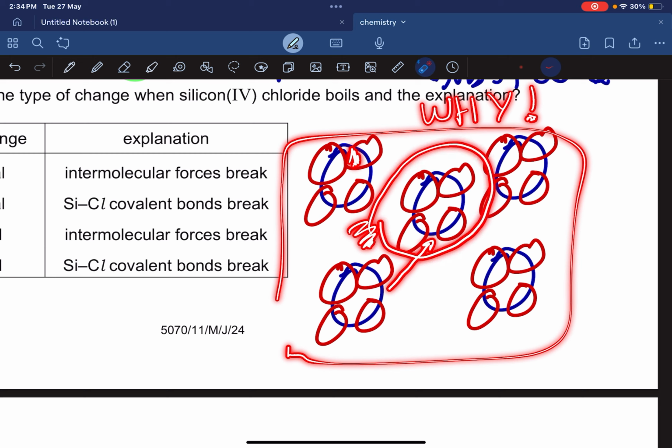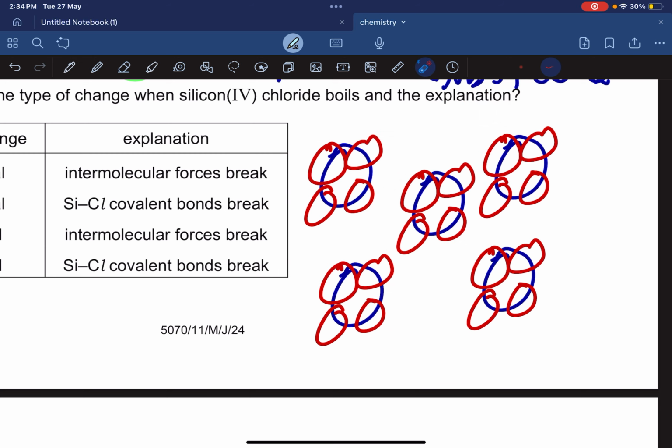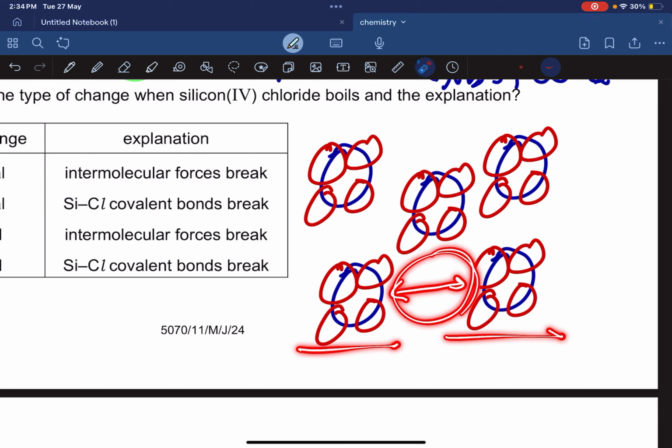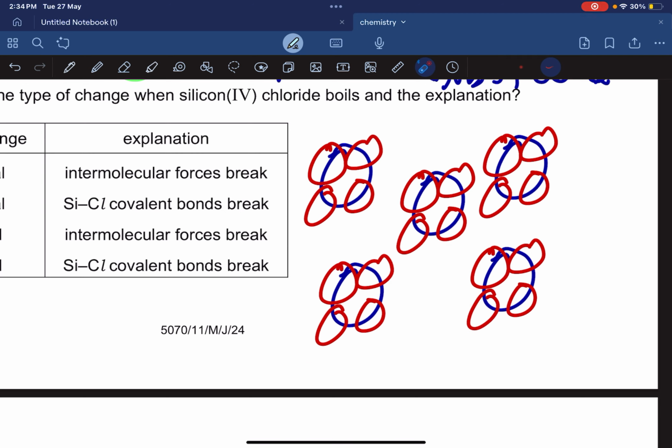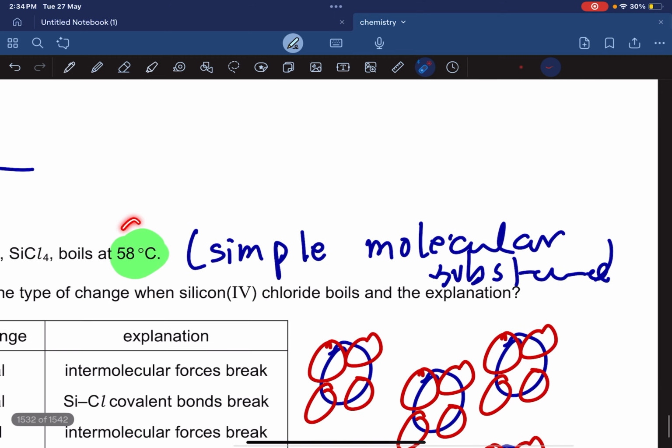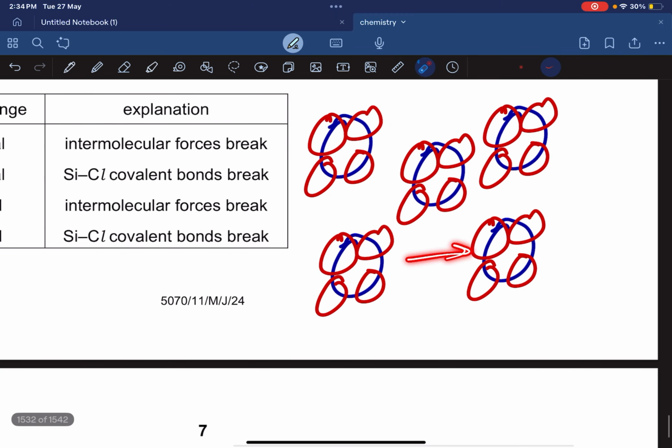This one molecule is connected to the other molecule. This weak intermolecular force between these two molecules is getting broken. The bonds between silicon and chlorine are not getting broken. What's getting broken is the intermolecular force of attraction between two molecules. You need to understand this. That's why it has a low melting and boiling point, because covalent bonds need extremely high melting and boiling points. So you cannot break covalent bonds at 58. At 58 what you're breaking is the force of attraction.